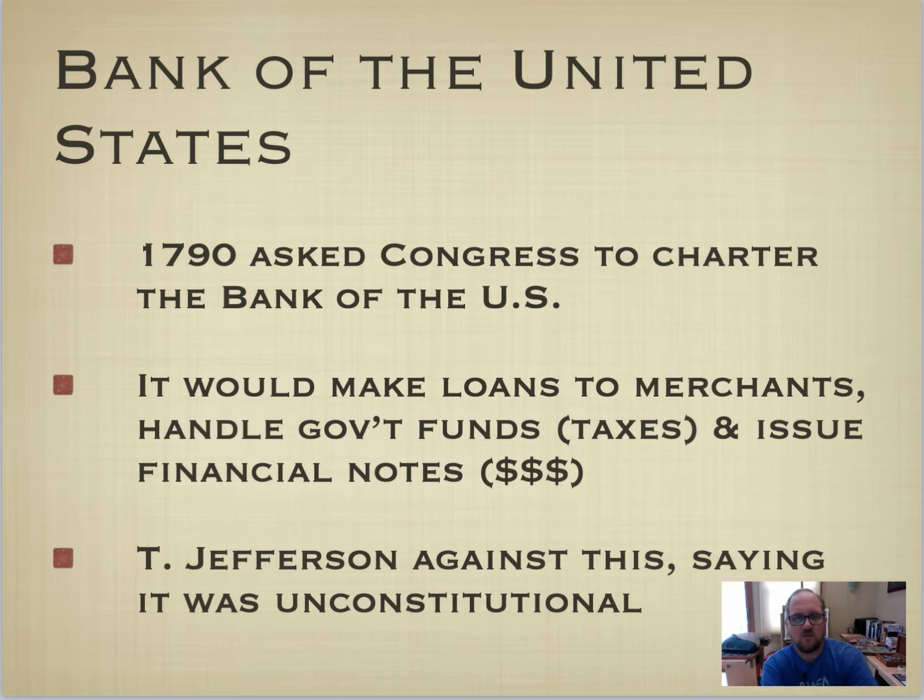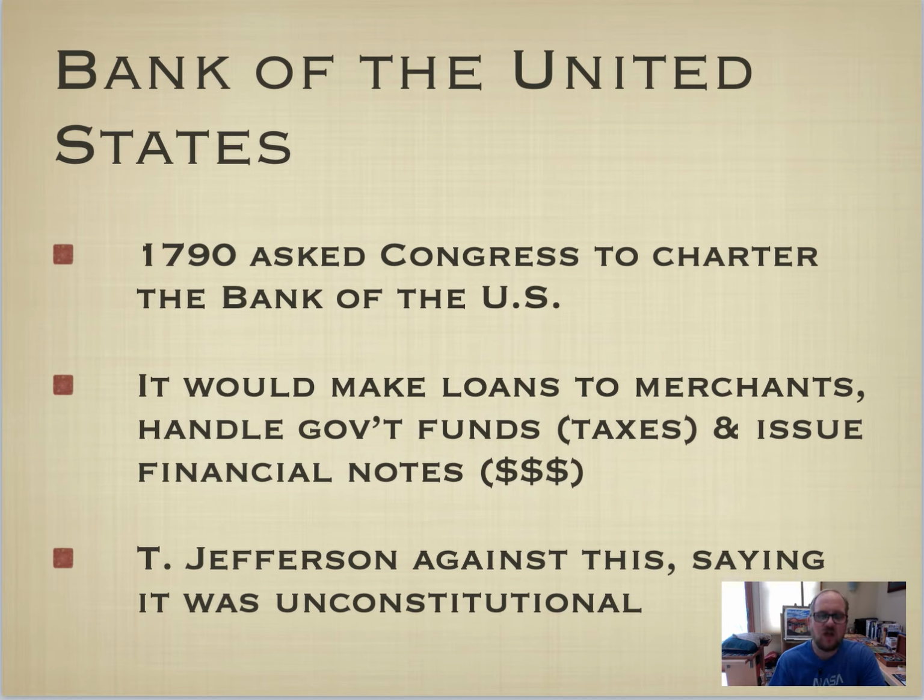Okay, the biggest controversy of this new Constitution and this new form of government is the Bank of America. Not the Bank of America, but the Bank of the United States, the first Bank of the United States. In 1790, Congress will ask to charter the Bank of the U.S., and Jefferson says this is unconstitutional because there's no direct statement in the Constitution that says we're allowed to have a bank. He says that if it's not enumerated, meaning there's no direct wording in the Constitution, it should not be allowed.